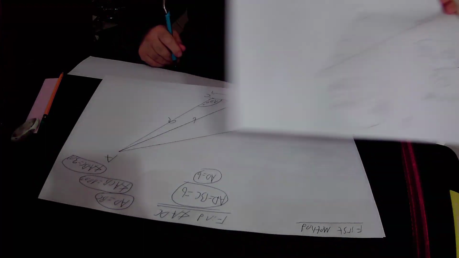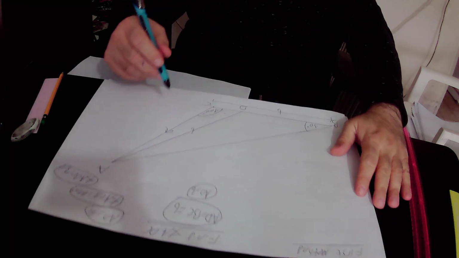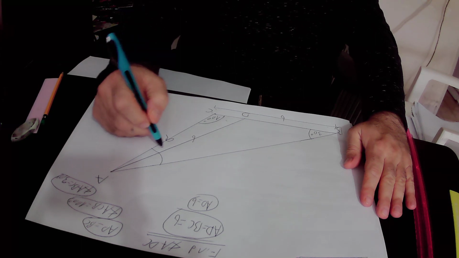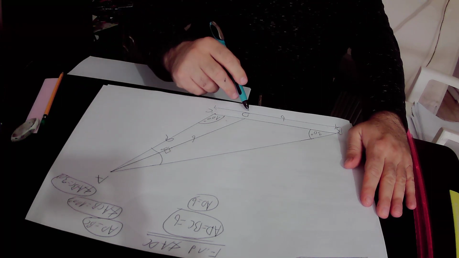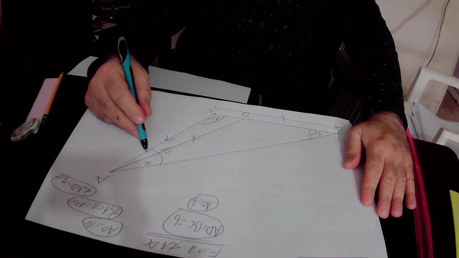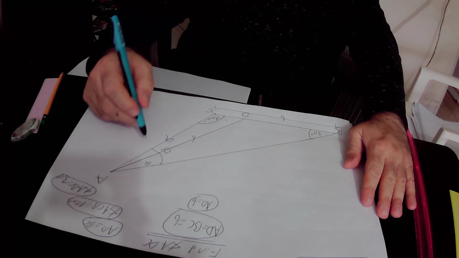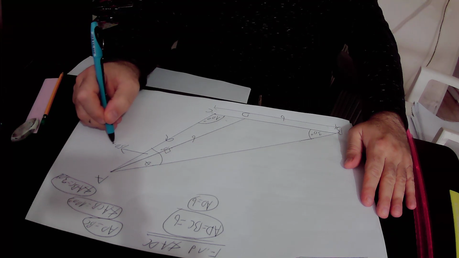In the next step, we will focus on triangle ADC, this triangle. We just found out that angle BAC, this angle, equals 50 degrees. So if we define angle DAB as theta, then the value of angle DAC must be equal to 50 degrees minus theta.